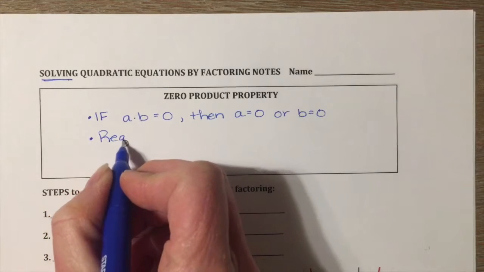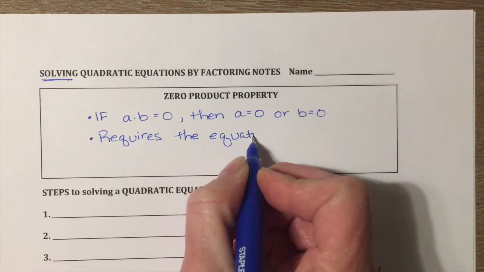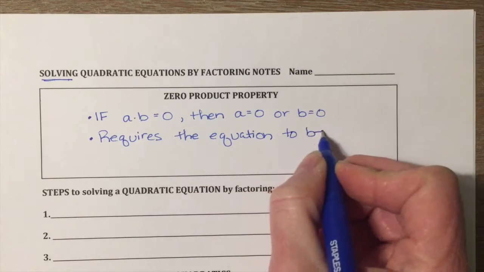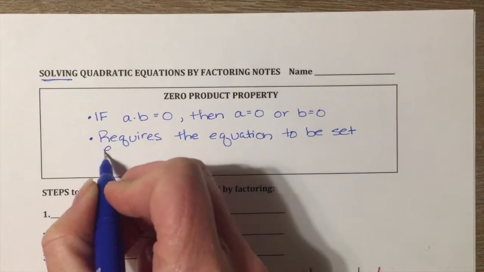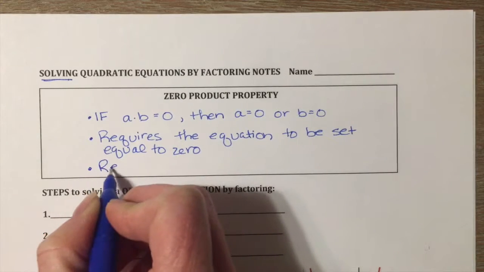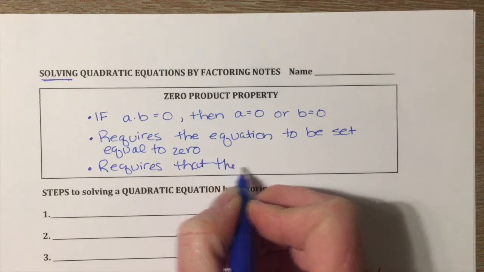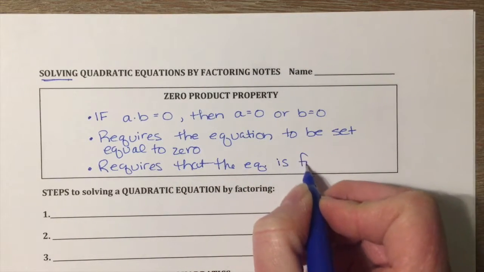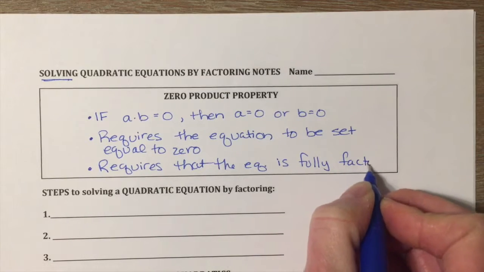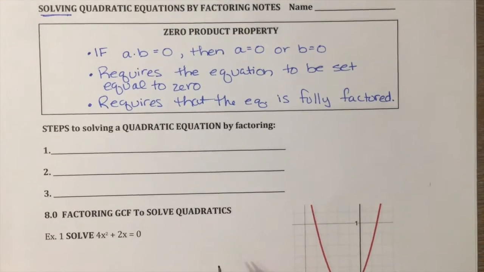This requires the equation to be set equal to 0. It also requires that the equation is fully factored. Got to be careful with our GCFs and our negatives. So these three steps are really important, and they're what you guys need to think about as you do the problems in 8.1 and 8.2.